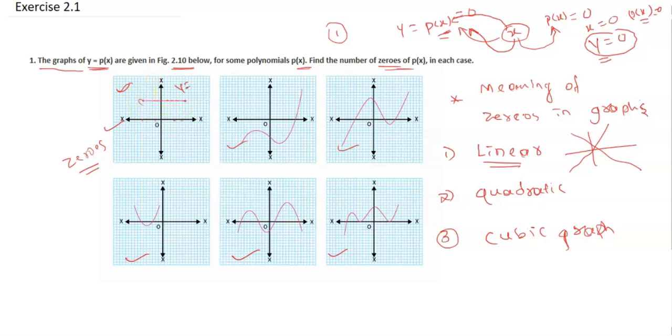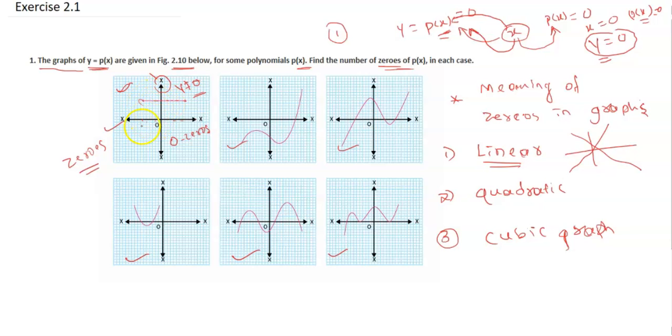Here y is not becoming 0 in this graph. If y is not becoming 0, then zeros will be 0. Here we have 0 zeros. In simple words, if you want to find the zeros in the graph, it may be a linear graph, a quadratic graph, or a cubic graph, just look at the point of intersection with the x axis.